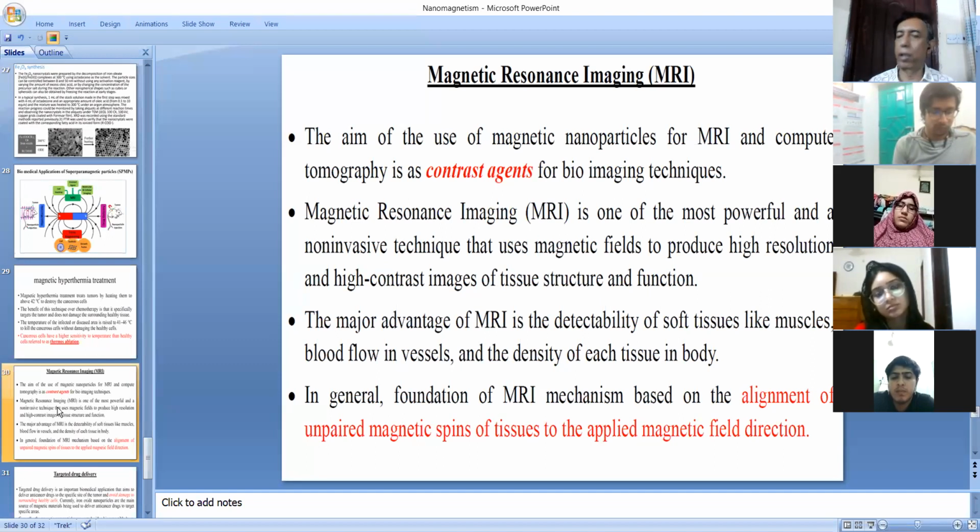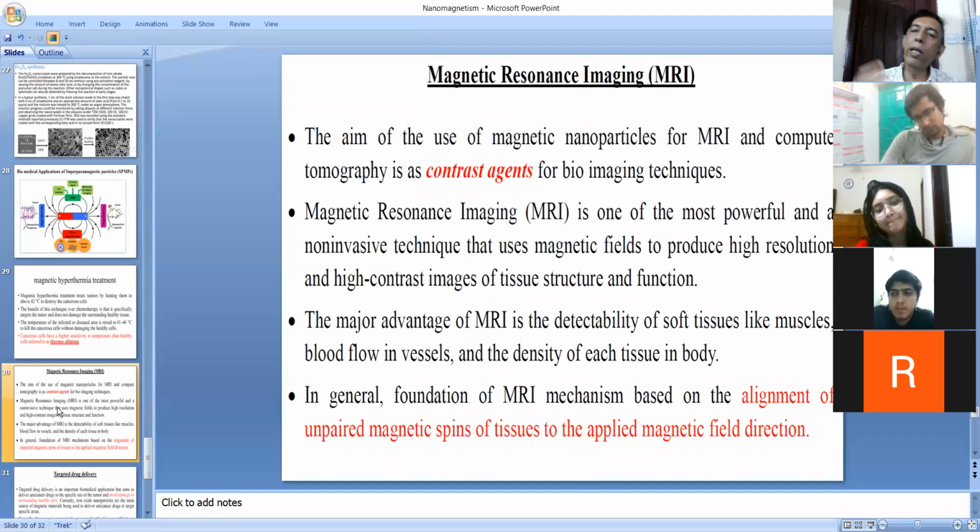This is the MRI technique. This is simple, the MRI technique. They can see inside any of your organs. If you do an MRI of your bone, or of your leg, or of your abdomen, they will see inside them by some colored solution. So these colored solutions are made of iron oxide nanoparticles.